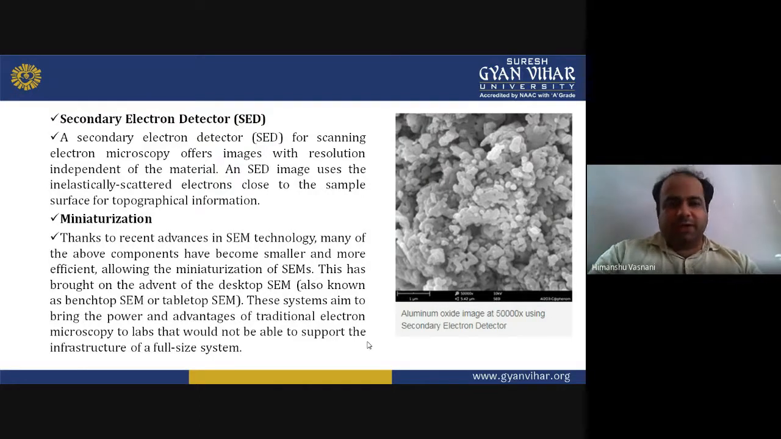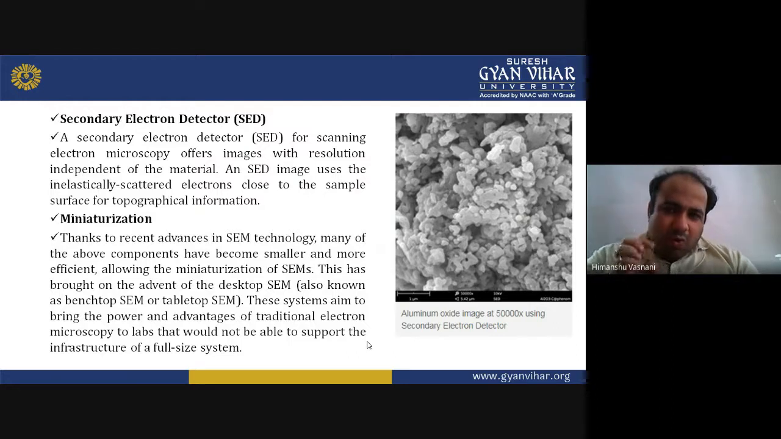Now, miniaturization. Thanks to recent advances in SEM technology, many of the components have become smaller and more efficient, allowing the miniaturization of the SEM. This has brought about the advent of the desktop SEM. These systems aim to bring the power and advantages of traditional electron microscopy to labs that would not be able to support the infrastructure of a full-size system. Here you can see in this diagram on the right-hand side the aluminum oxide image at 50,000x using the secondary electron detector.